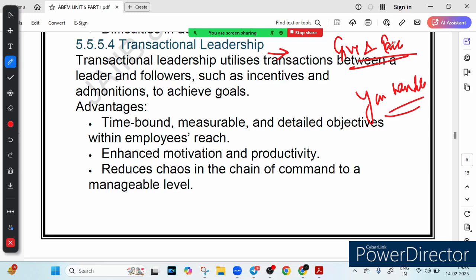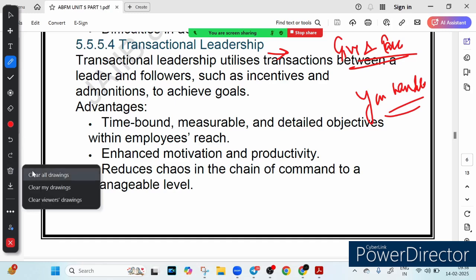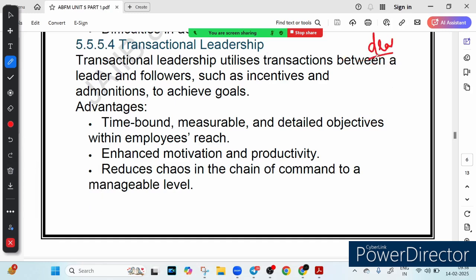Let's understand. Transactional leadership is like a business deal. If you do this, you get that, right? That is why it is called a business deal. Employees are rewarded for good performance and corrected for mistakes. It's all about clear expectations and discipline. It works best when clear goals and deadlines are required.